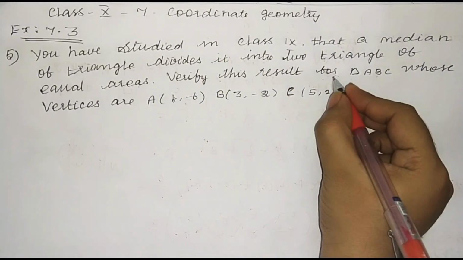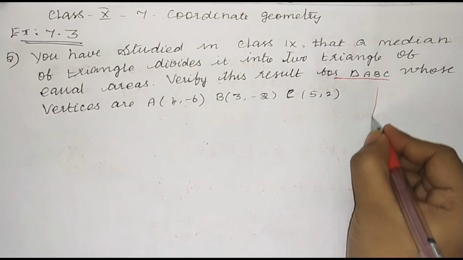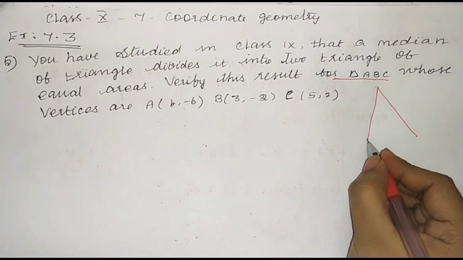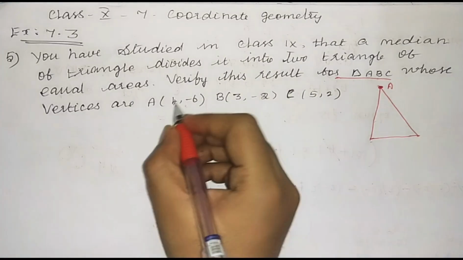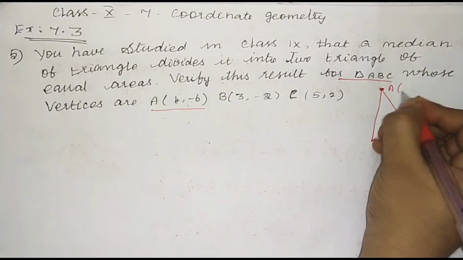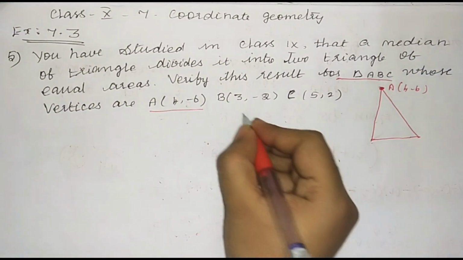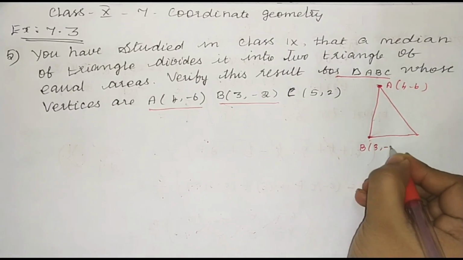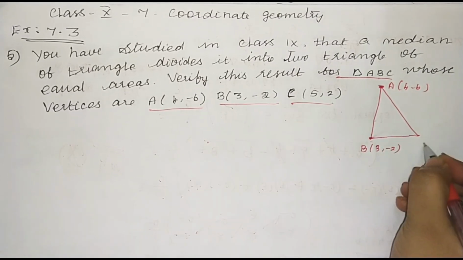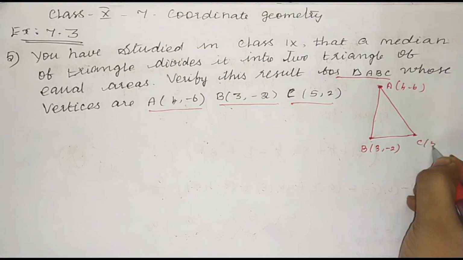Triangle ABC is given. So first I am drawing the triangle ABC. The coordinates of vertex A are given as 4 comma minus 6, B is 3 comma minus 2, and C is 5 comma 2.